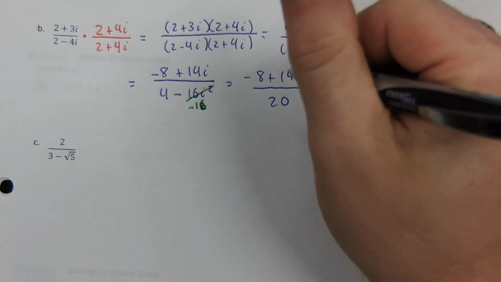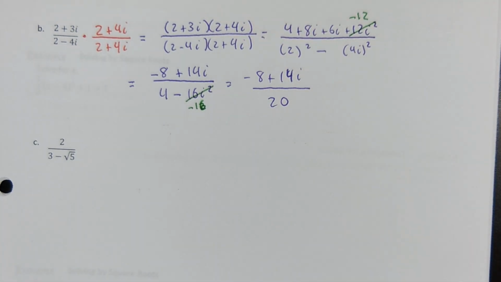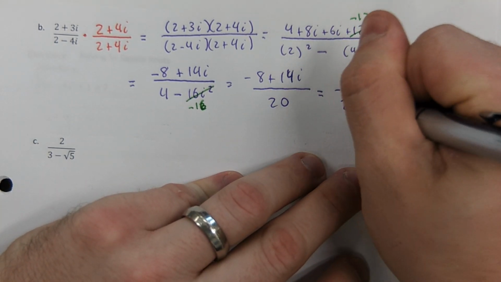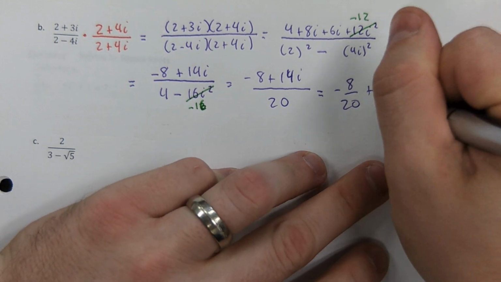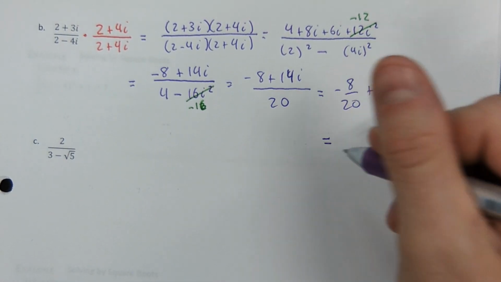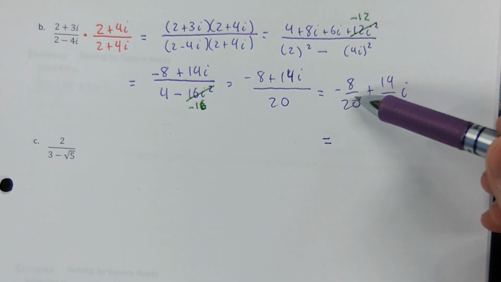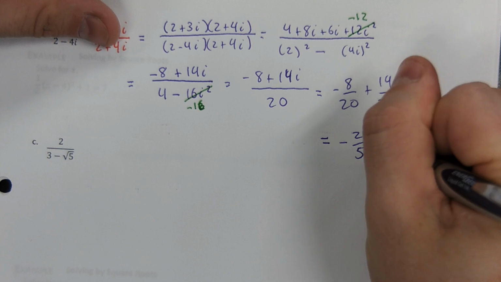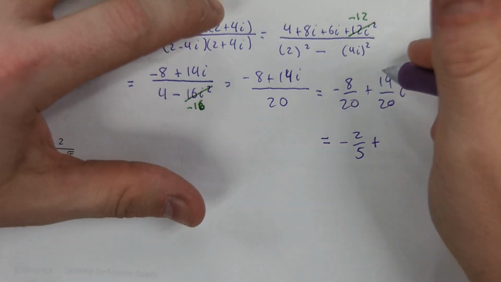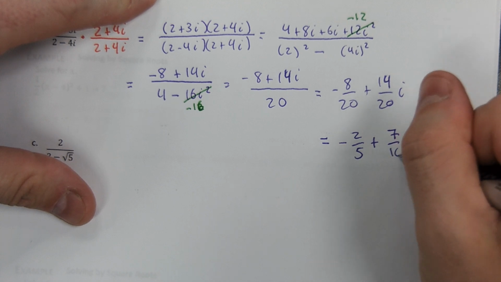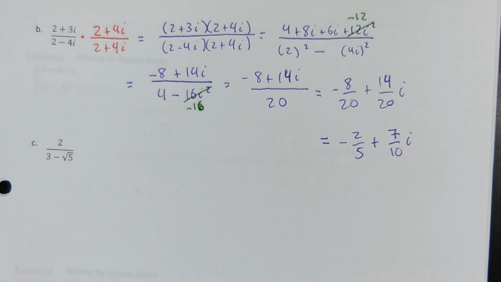You will need to separate into 2 fractions and reduce your 2 fractions. Negative 8 over 20 plus 14 over 20i, and then reduce. If you divide the top and bottom of this by 4, you'll get negative 2/5. And for 14 and 20, you can divide them both by 2 and get 7 over 10 i, like that.